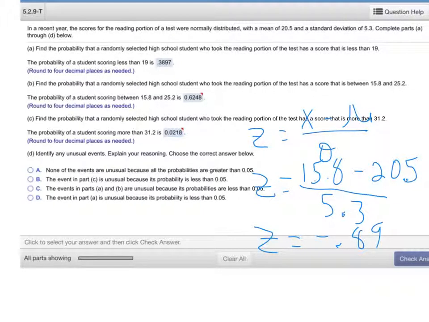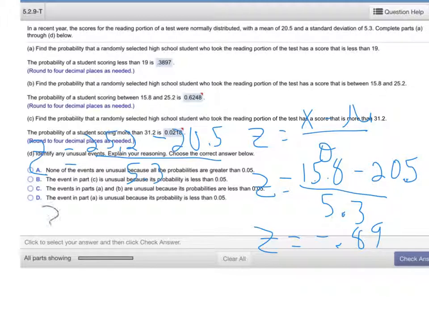Now that number is rounded. If you do it on the calculator, it'll be a little more precise, but the computer will accept this answer that you get using the tables also. And so I need to find the z-score for the other one. So if I do this again, z equals the other score, 25.2 minus the mean, which is 20.5, over the standard deviation, which is 5.3.